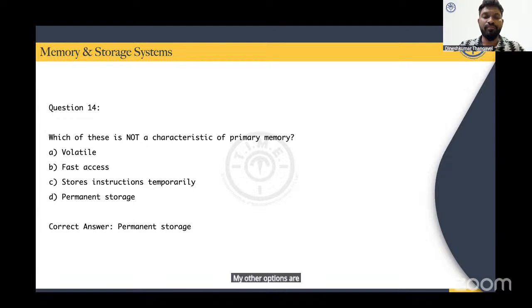Why other options are wrong? Volatile. It is true for RAM. Fast access, primary memory is fastest. Stores instructions temporarily. Yes. Right. So these are all the characteristics of primary. So which is not permanent storage, right? So permanent storage is not a characteristic of primary memory because it will store temporarily. So the important key features of primary memory are fast, temporary, and volatile.